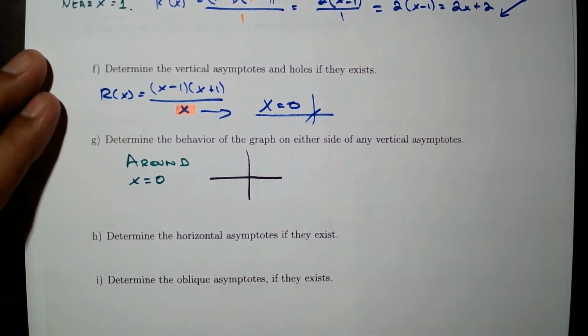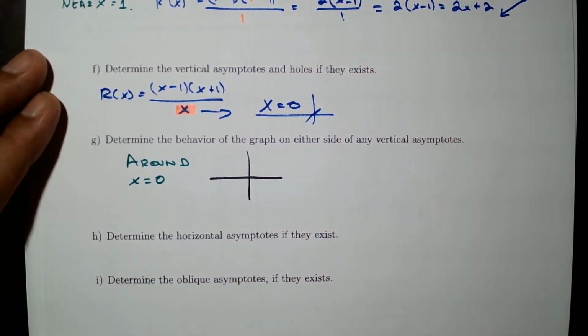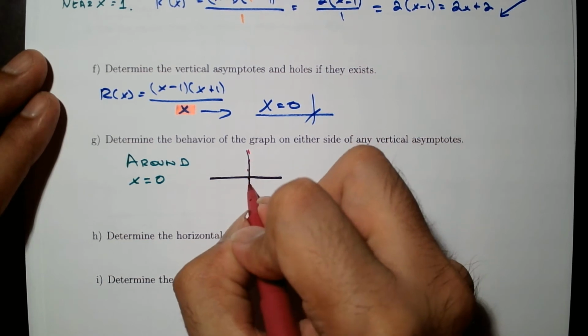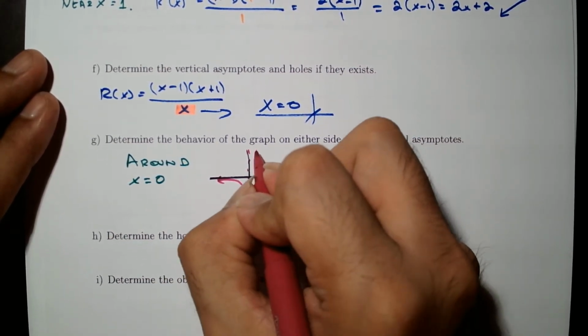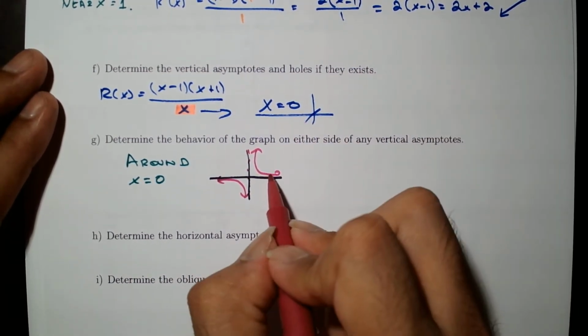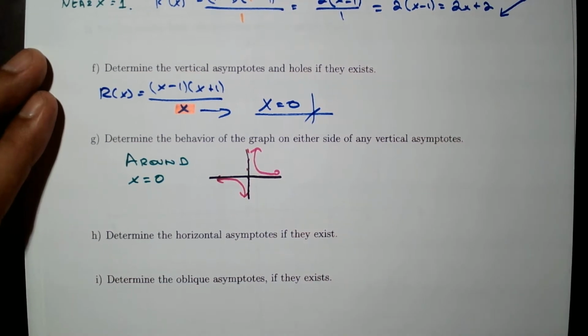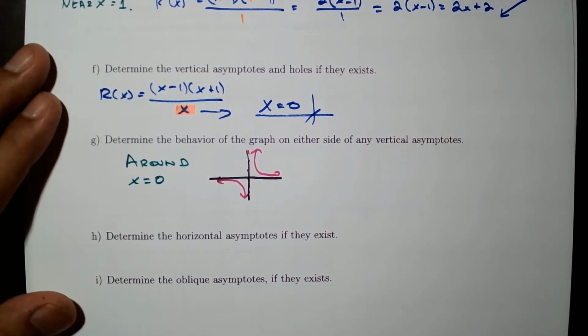In this case, notice the power of the denominator is odd. So let me draw the vertical asymptote. It's going to look like this. Approaching 0 from the left, we go to negative infinity. However, approaching from the right, we go to positive infinity. So that's the behavior around it.